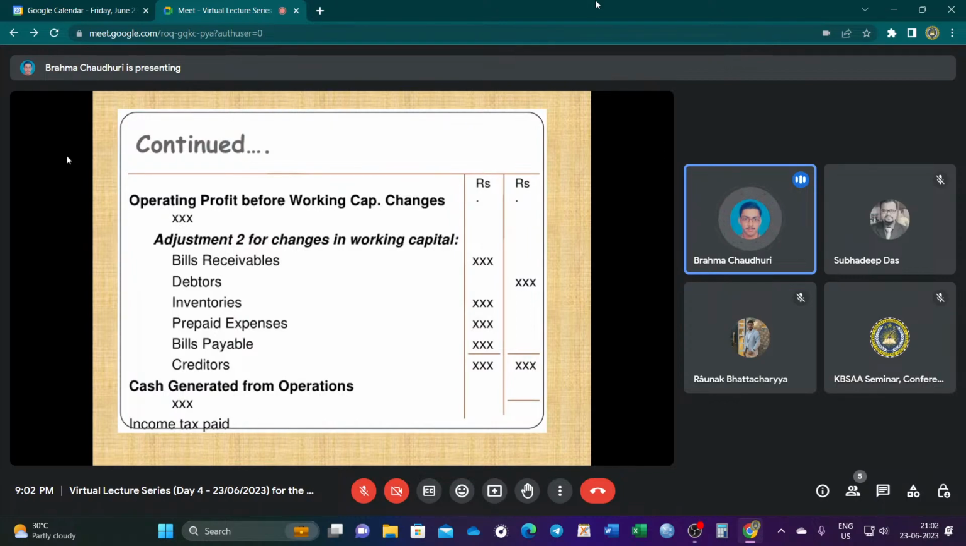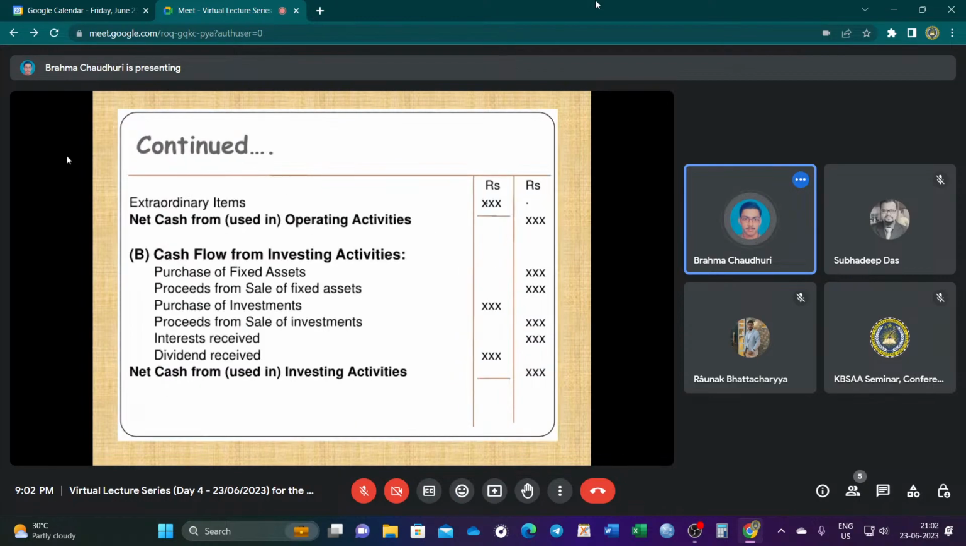So these sort of adjustments for changes in working capital have to be made with the operating profit before working capital changes, and then what we derive is the cash generated from operations. From that cash generated from operations, we deduct the income tax paid, and if any other extraordinary items, that has to be adjusted, and what we receive at the end of this is the net cash flow from operating activities. So in this way, this cash flow from operating activities is derived. We arrive at the result of cash flow from operating activities.